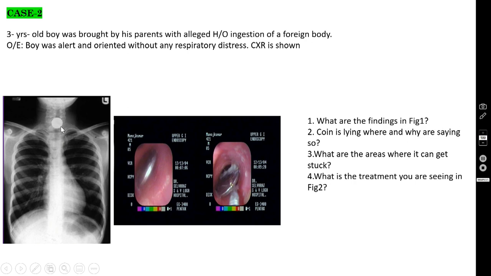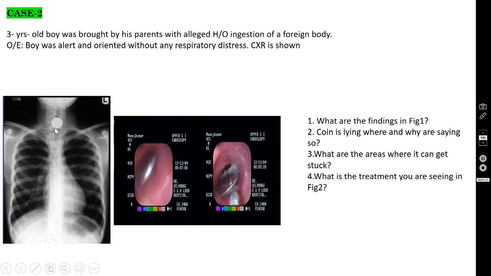You are seeing the coin there stuck in the neck itself, that is the upper part of the esophagus itself, it is stuck. And the coin is lying where, and why you are saying so? The coin is lying in the upper esophagus, because I am telling it is lying in the esophagus and not in the trachea, because we are seeing the flat surface of the coin.